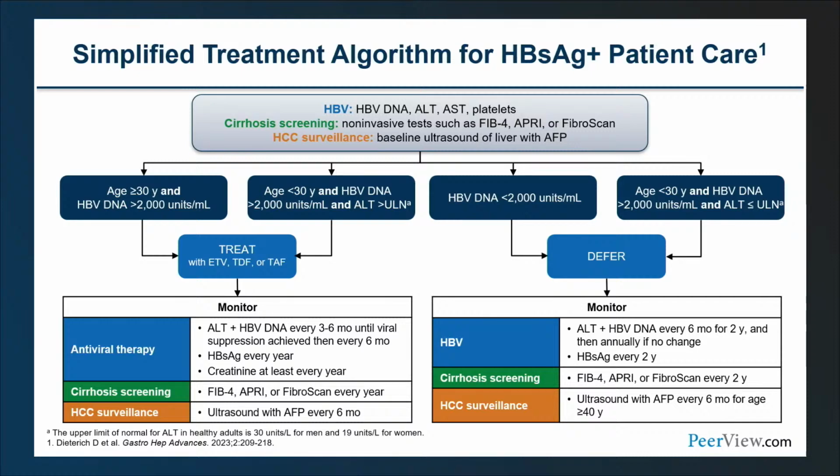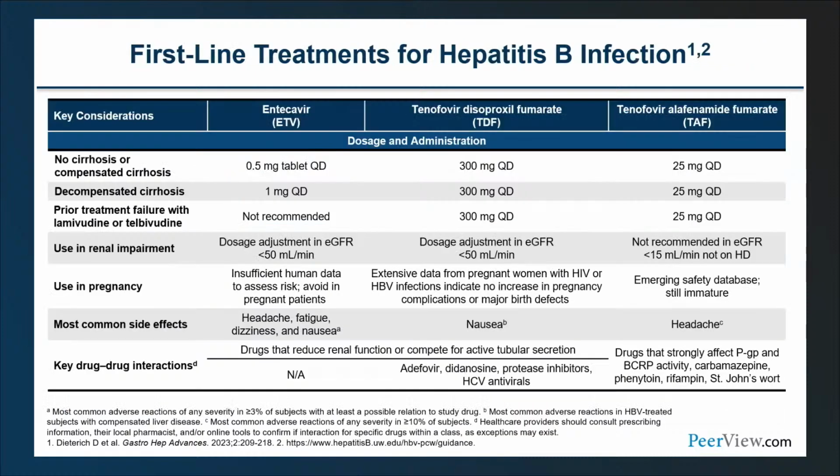And then those individuals that are not appropriate for treatment, based on the knowledge that we currently have, are those that have normal ALT and DNA less than 2,000, or are under the age of 30 and have higher viral loads but a normal ALT. You're going to defer but continue to monitor them.